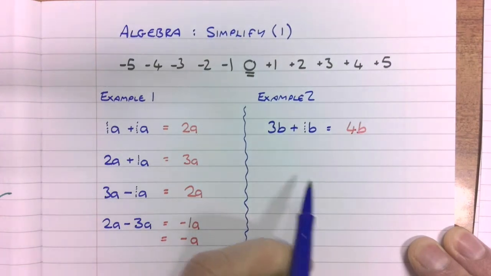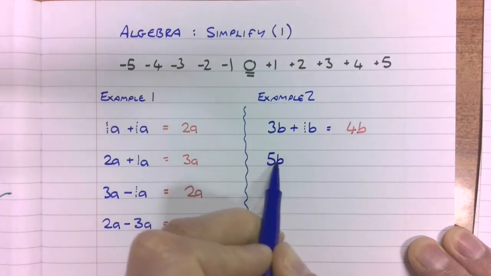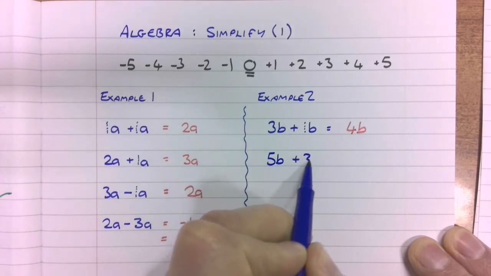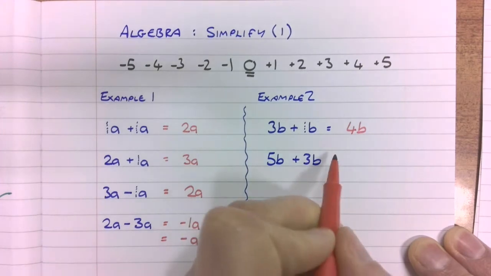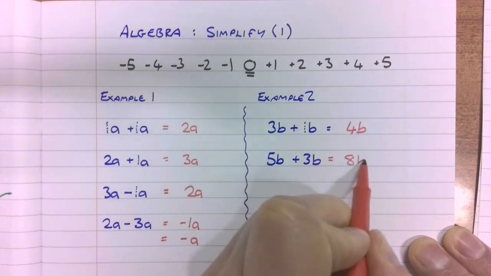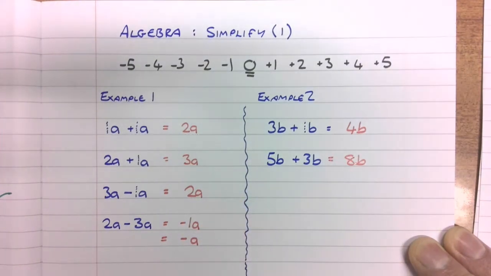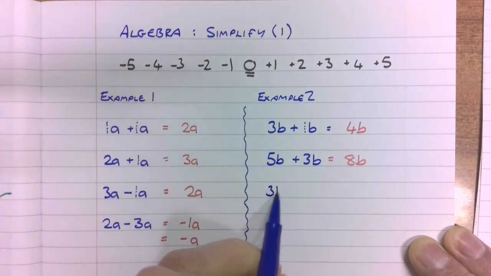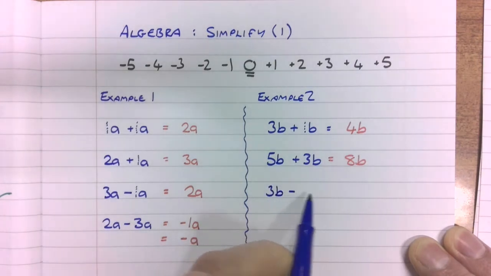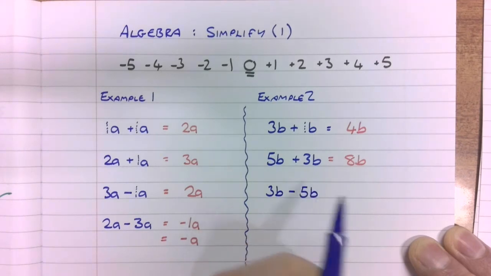And then let's say we've got 5 B's, we're adding 3 B's. How many B's have we got? 5 plus 3 is just 8, isn't it? So I've got 8 B's. And then let's go really complicated. Let's say we've got 3 B's. I'm going to take away 5 B's.